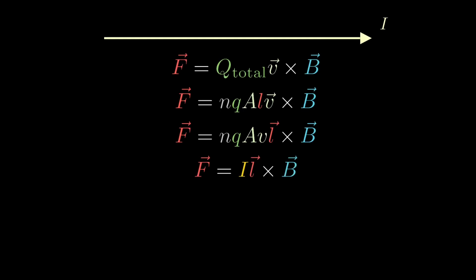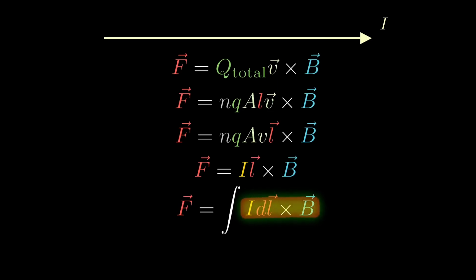And now the constants on the outside are just the current, because we go from length to velocity by dividing by the change in time, which is also how you get from charge to current. And if the magnetic field changes across the wire, then we can just add up the force across tiny lengths of the wire like this. So we get that the magnetic force acting on a wire of current equals adding up the current times a small bit of length crossed with the magnetic field across the whole wire.